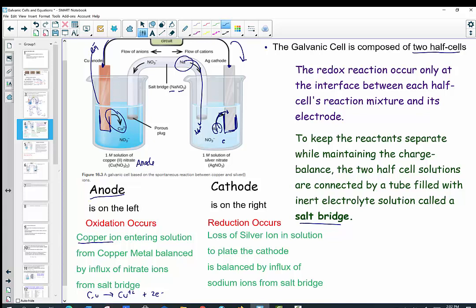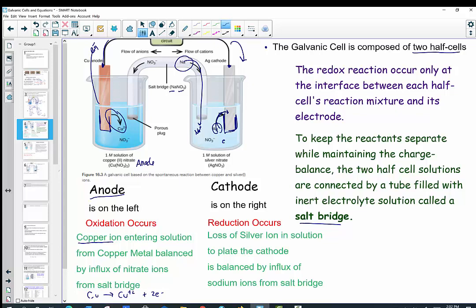So it's usually either a tube filled with an inert electrolyte, such as sodium nitrate. I mentioned in the lab, it's very simple to do a salt-saturated piece of filter paper. Just soak a piece of filter paper, coffee filter, put it into salt water, get it wet, and it will complete a circuit just fine.